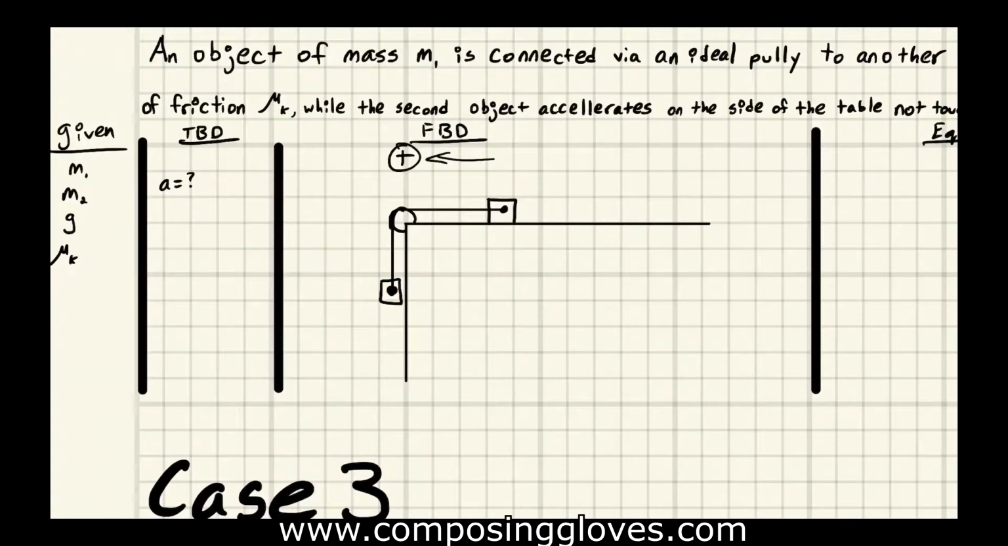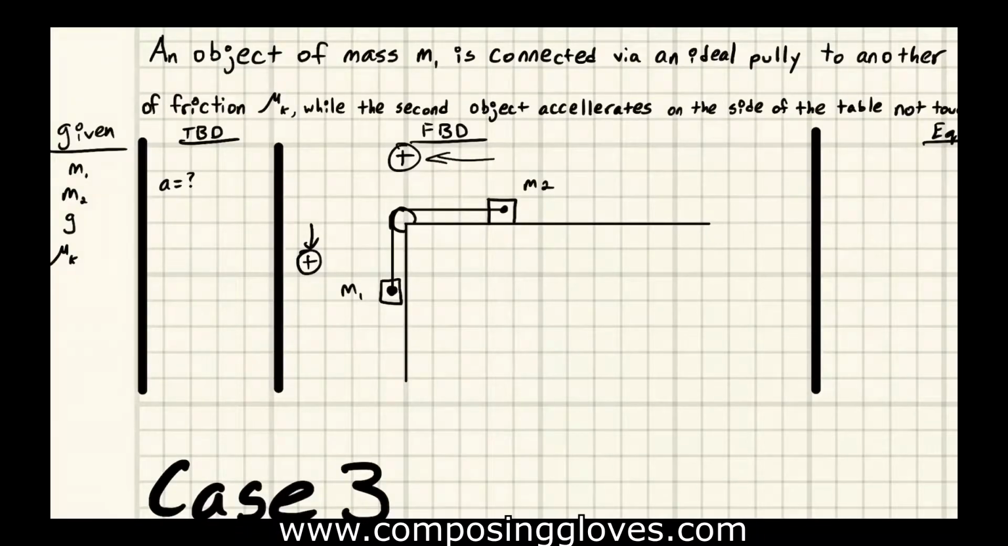Which way do we want plus to be? Well, let's draw on our forces first. We know our system's moving this way. Oh no, you know what? We're constrained, because our system is moving this way. So we always have to put plus the direction the system's going. So plus has got to be down in this case for this object. So this is going to be mass 1. This is going to be mass 2.